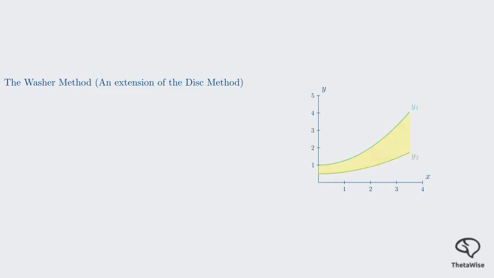This leads to a concept known as the washer method. It's not a new method, but an extension of the disk method. We use it when the solid of revolution is hollow. Imagine you're rotating an area that has a hole in it. This will create a solid of revolution that is hollow, like a washer.